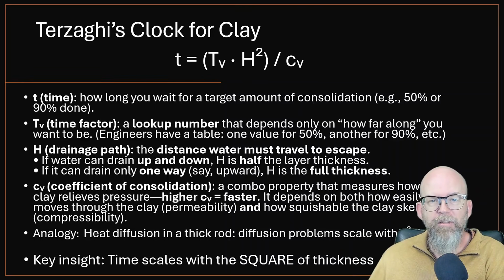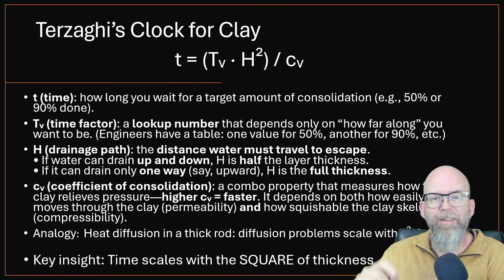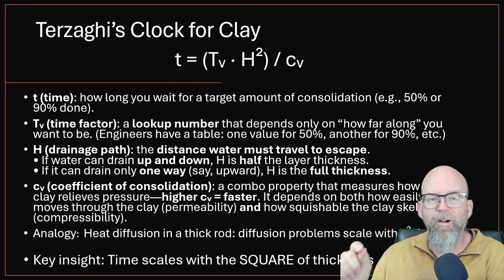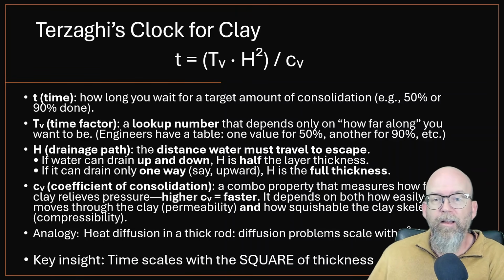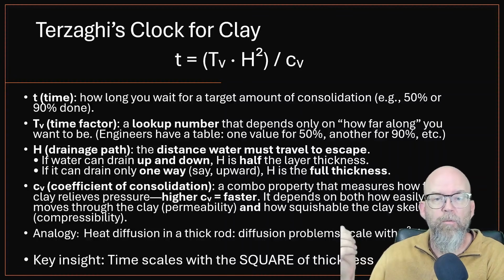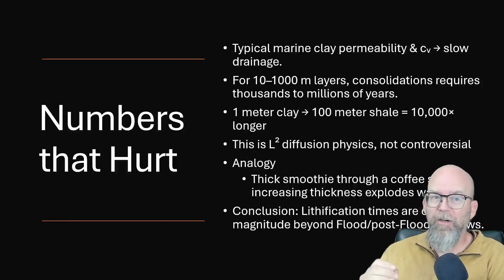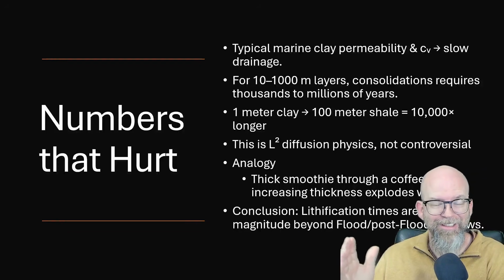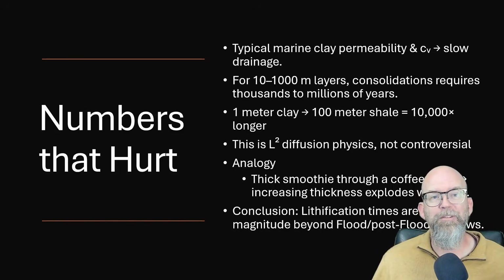So most simply, we could say consolidation time equals how far the water must travel, squared, divided by how well the clay, or any material, lets that water out. Yeah, these numbers got to hurt if you're trying to consolidate the history of the Earth into 4,000 years.